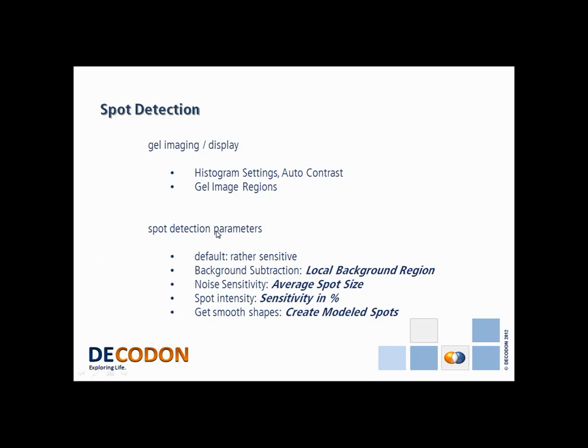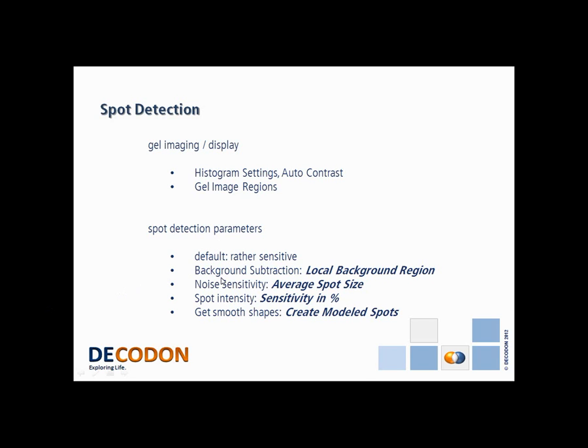Spot detection is controlled by a small number of parameters. They are by default chosen by Delta 2D for each individual gel image, by the way, automatically, to be rather sensitive and to find, if in doubt, more spots than you want to see, because we thought it's much better and easier to eliminate or cancel false positive spots rather than to manually add all the spots that haven't been detected at all.